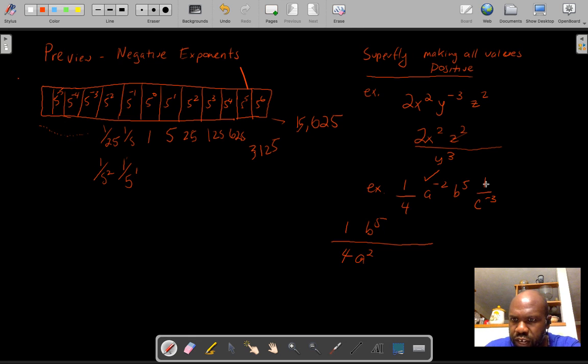Now the question is, I've got c over c to the negative 3. The idea is we're going to turn all values positive. If we have a negative exponent in the bottom, how do we turn it positive? Same thing, we do the opposite: we flip it over, so it becomes c to the third power. That goes right here, and that will be my final answer. Basically, it's taking the negative exponent and flipping it to the bottom. If it's in the bottom, we flip it to the top. That's all we have to do for negative exponents.